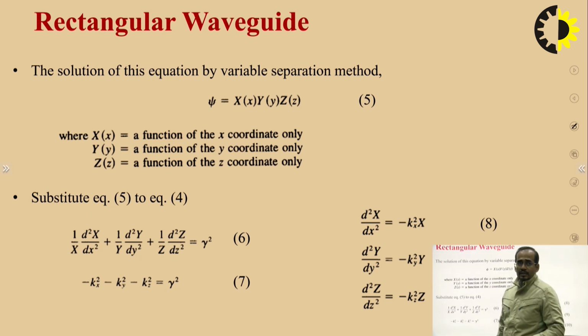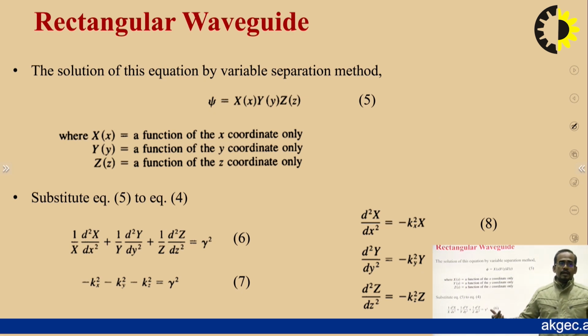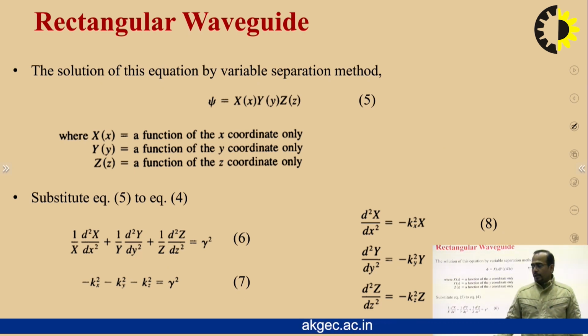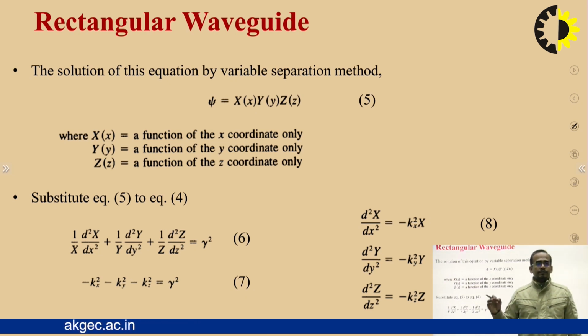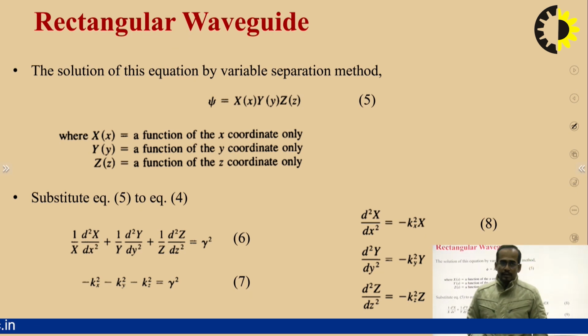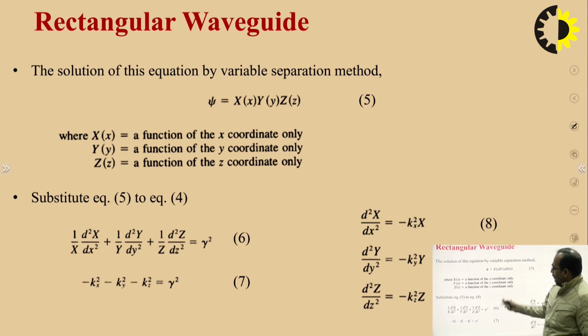Now what will be the solution of this equation? By using the variable separation method, we will consider here psi is equal to X Y Z, where X is a function of the x coordinate only, Y is a function of the y coordinate only, and Z is a function of the z coordinate only. Using this equation 5, I will substitute this value in the equation 5. Substitute the equation 5 into equation 4.